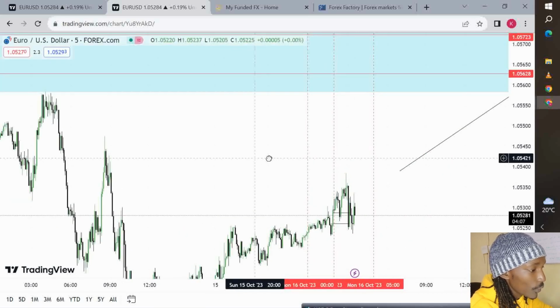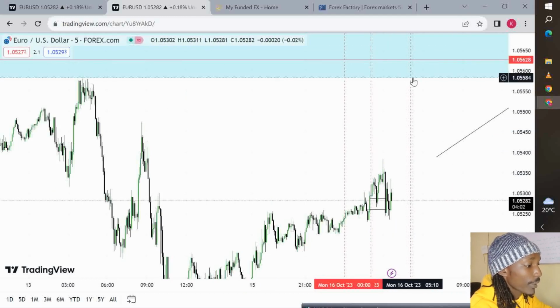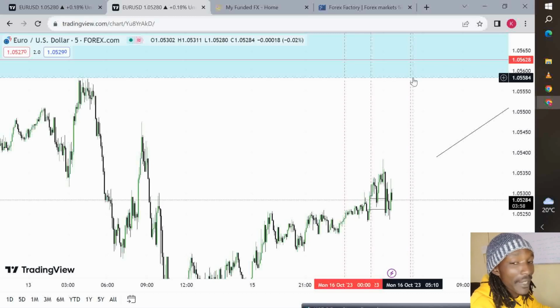So what I'll do, I'll just anticipate for price to come to this fair value gap here, and once price gets to here, I'll have my entry. But before that, I'm just watching this from the sidelines.